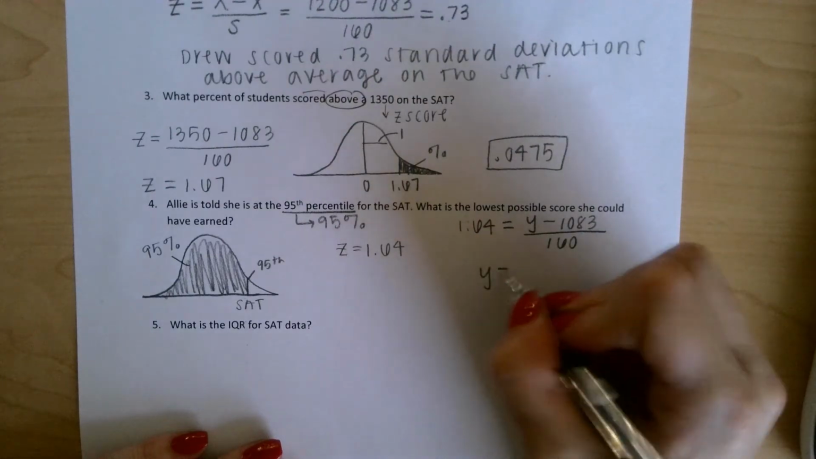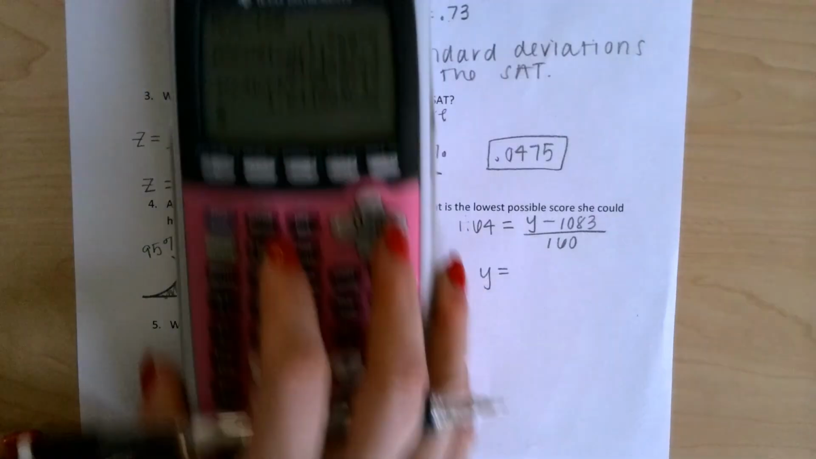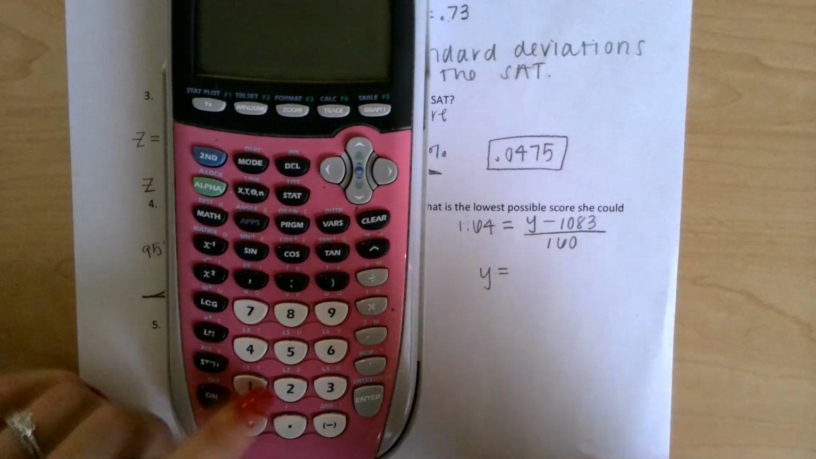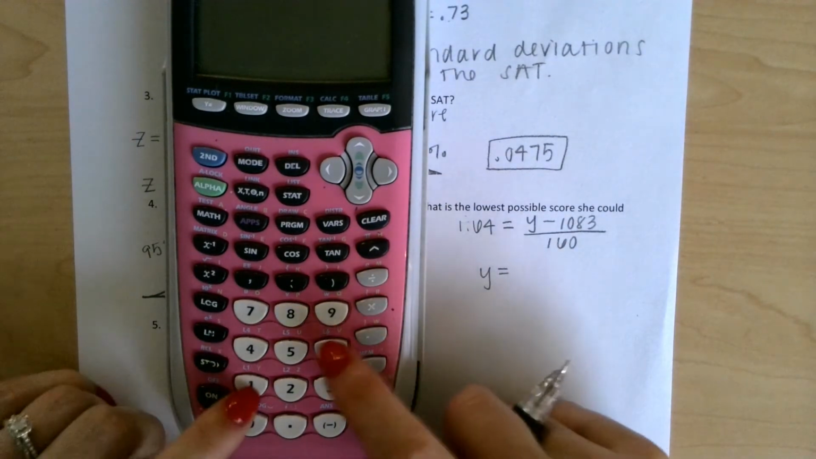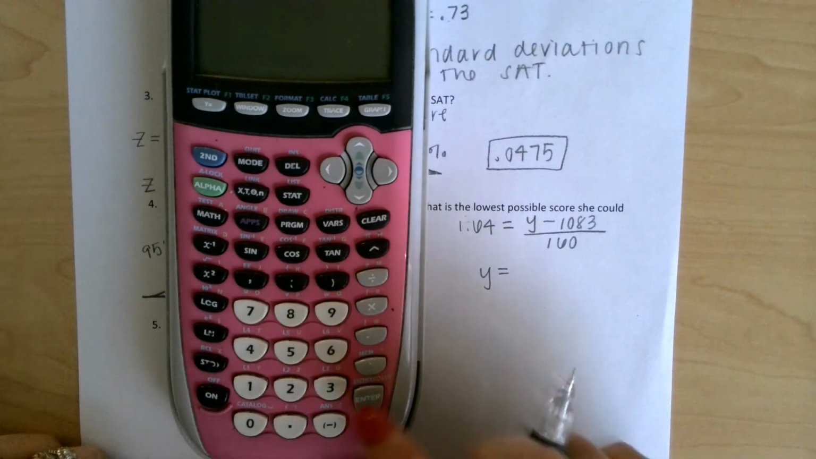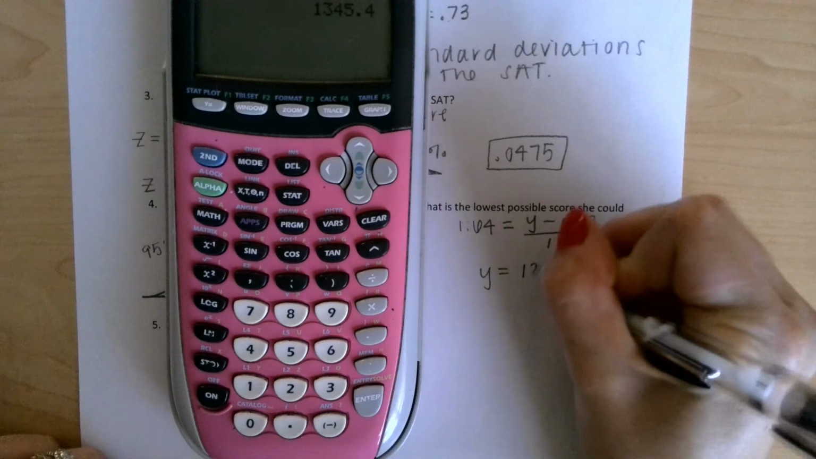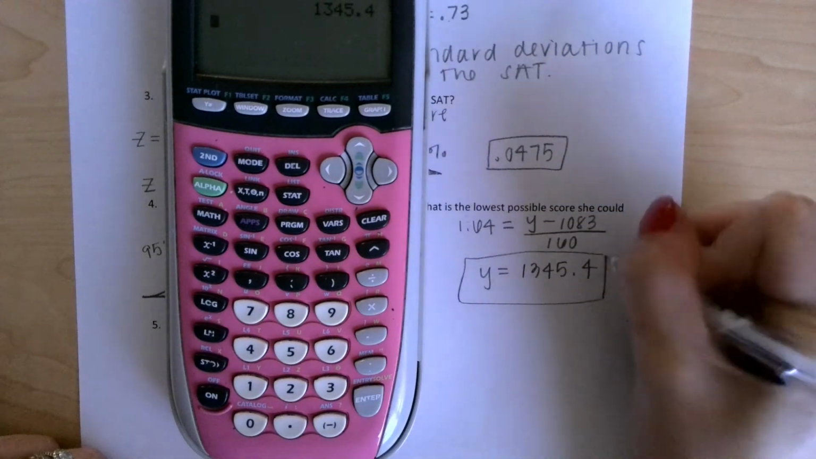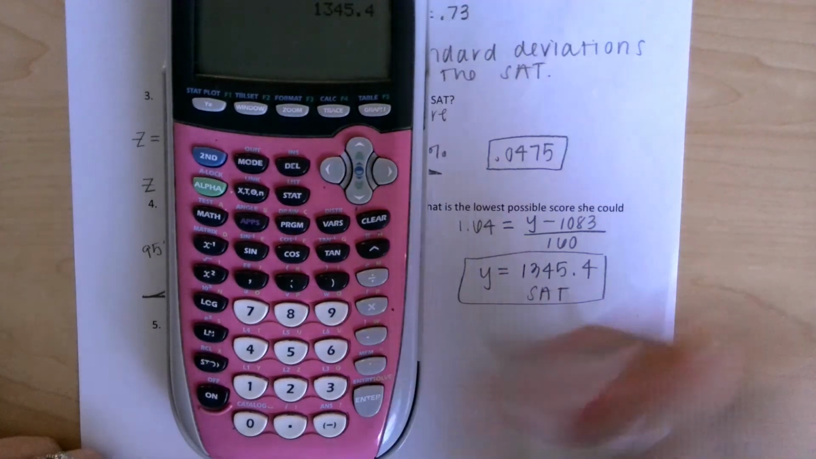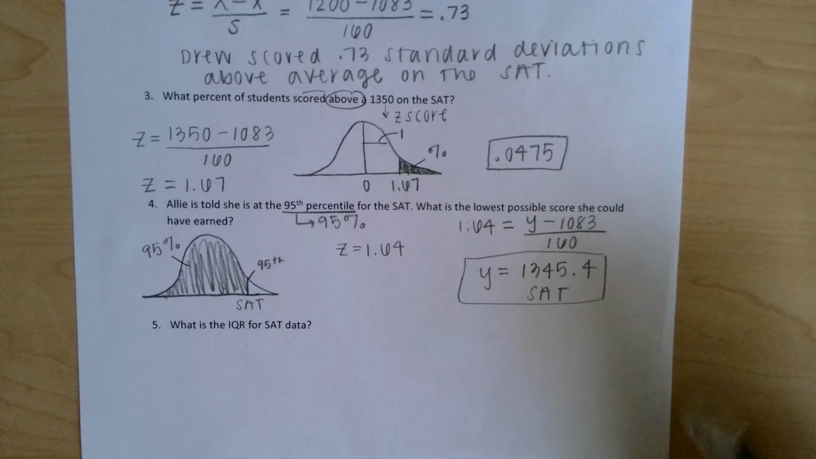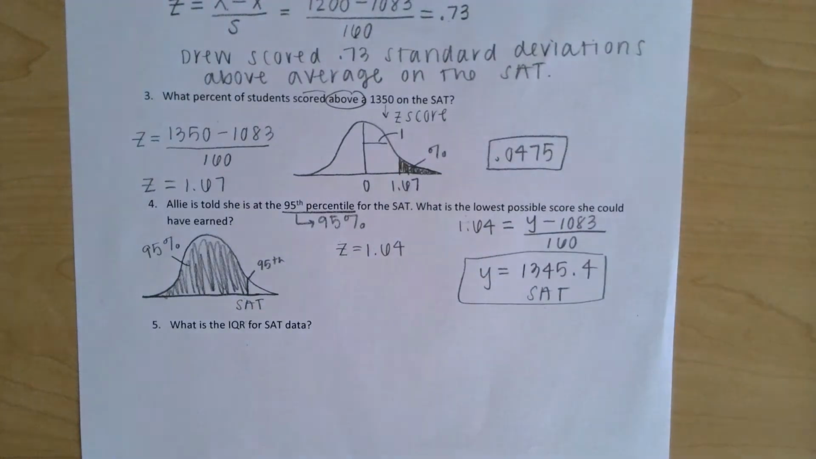We're going to do a little bit of algebra here to get that y by itself. First thing that I would need to do is multiply each side by 160 to get the 160 out of the denominator. And then I would add over the 1083. So this right here is Allie's potential SAT score. If she scored in the 95th percentile, we know at minimum she earned a 1345.4 on the SAT.